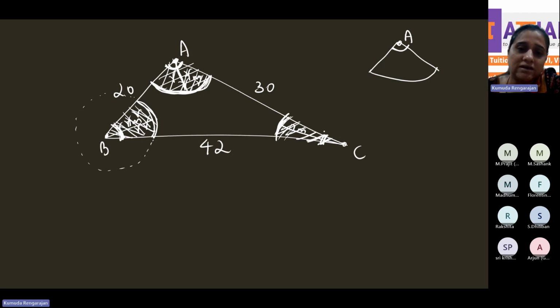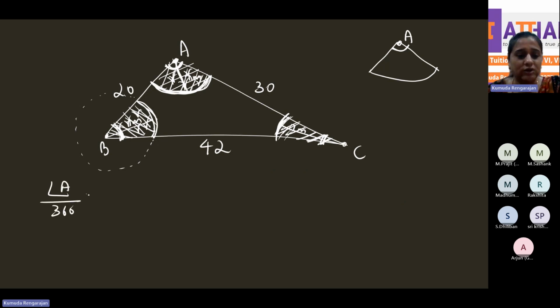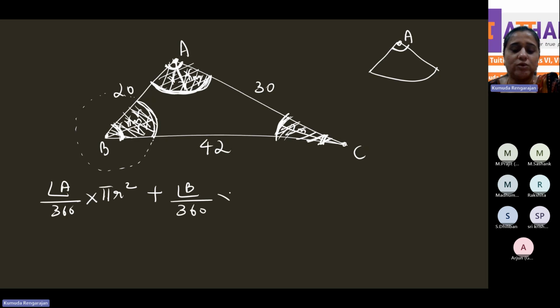So the area of the field that can be grazed, if the grass is grown on the entire field, the maximum area of grass that can be grazed by the animal tied at corner A will be the area of the sector. And the area of the sector is angle A by 360 into pi r square, because theta is the sector angle. Plus area of sector B, which is angle B by 360 into pi r square, plus angle C by 360 into pi r square.